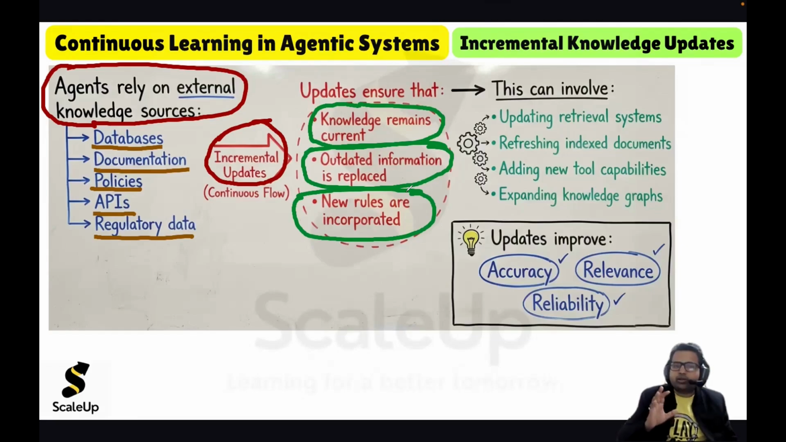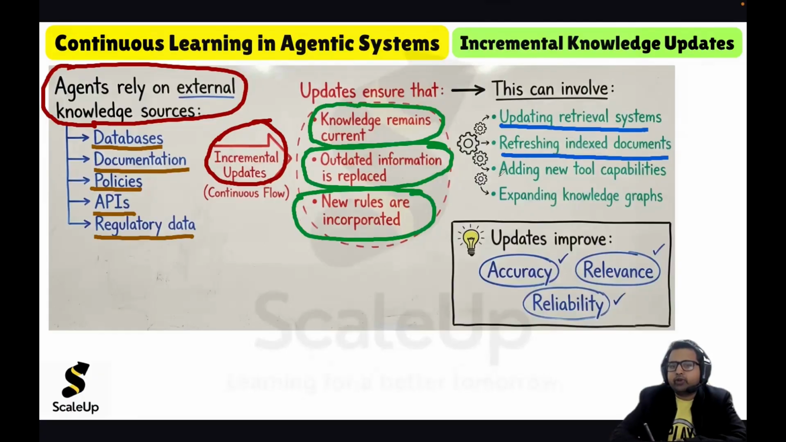Because if we are doing that, then incremental knowledge updates ensure that knowledge remains current, outdated information is replaced, and new rules are incorporated. So the idea is we have to keep on updating retrieval systems. We have to keep on refreshing indexed documents. We have to keep on adding new tool capabilities, and we have to keep on expanding knowledge graphs.